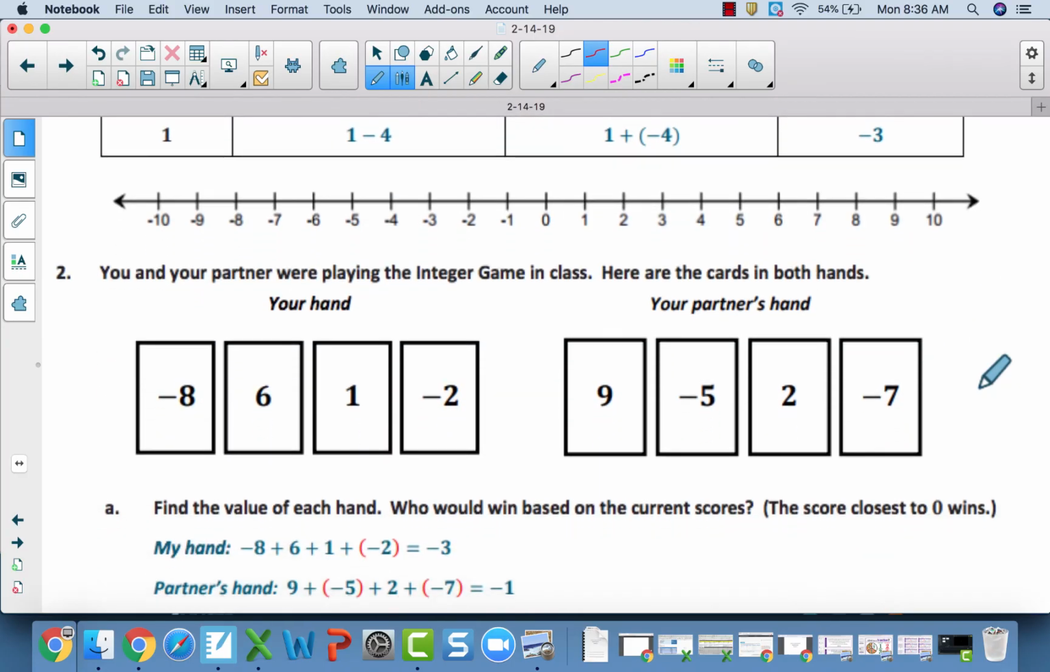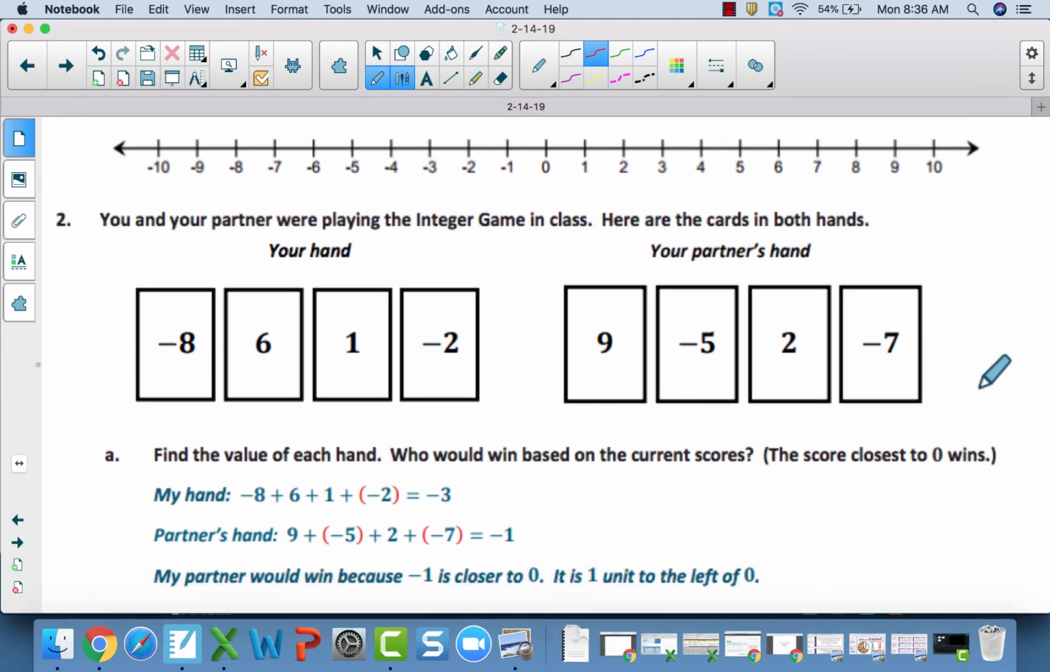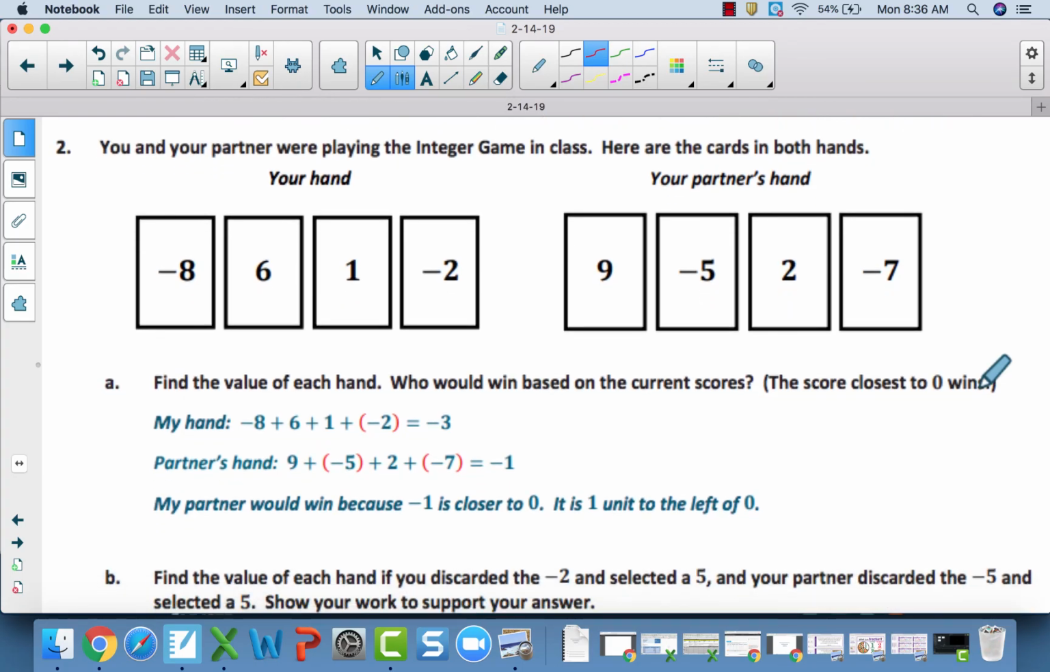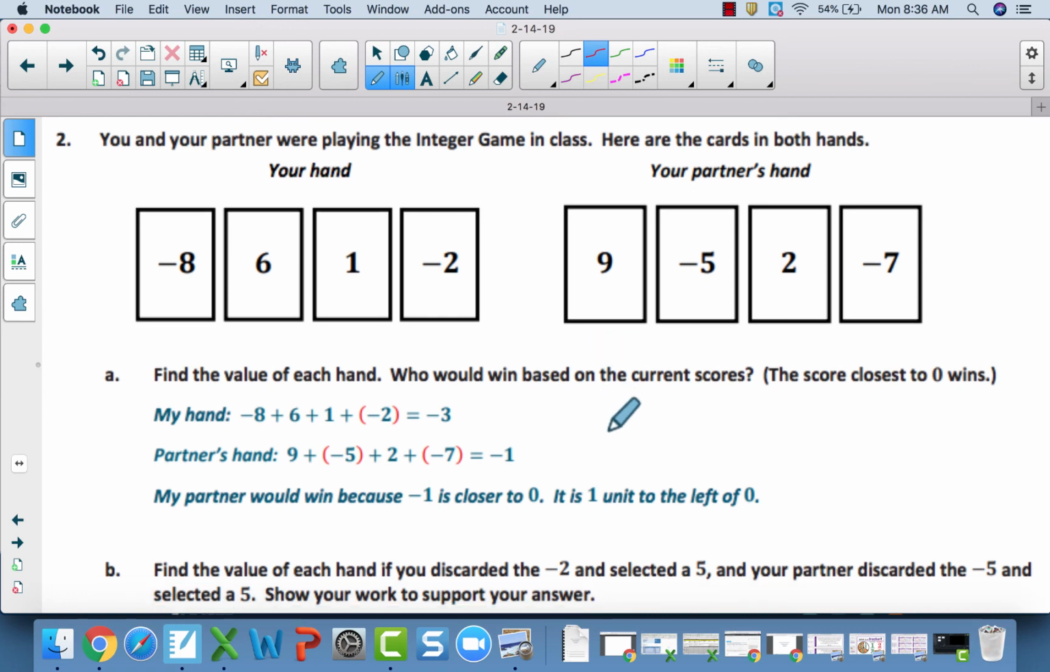Moving down to number 2. Finding the value of each hand and who's winning or who wins. Remember, who wins is who's closest to 0. So for my hand, that is equal to a -3. And the partner's hand would be -1. So the partner wins because -1 is closer to 0. It's only 1 unit to the left of 0, whereas -3 is 3 units to the left, or below if it's a vertical number line, 0.